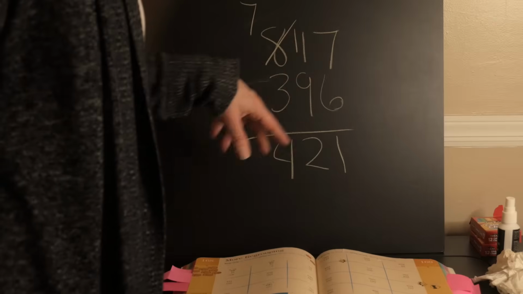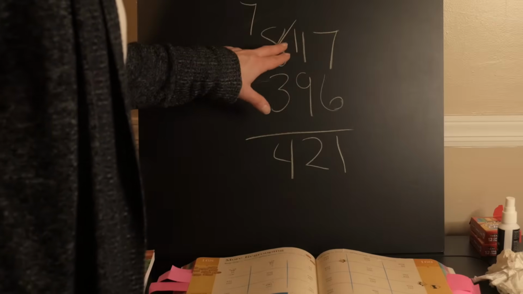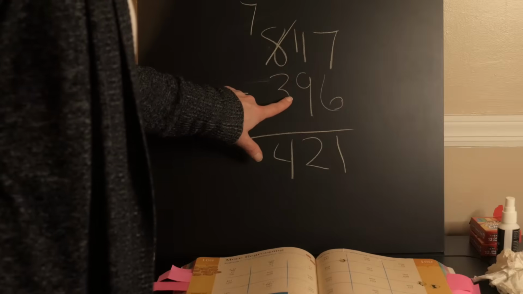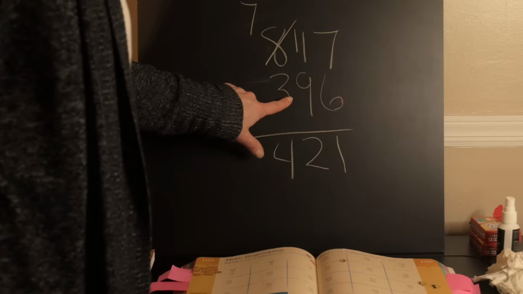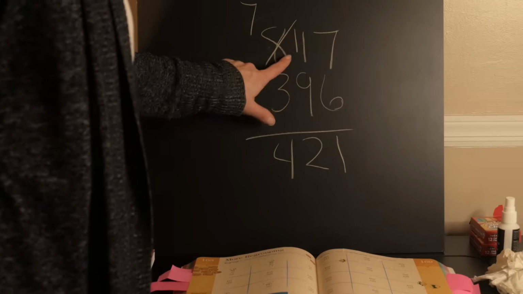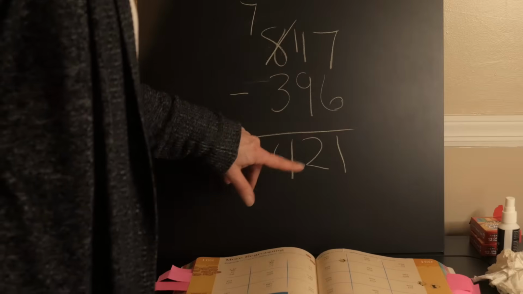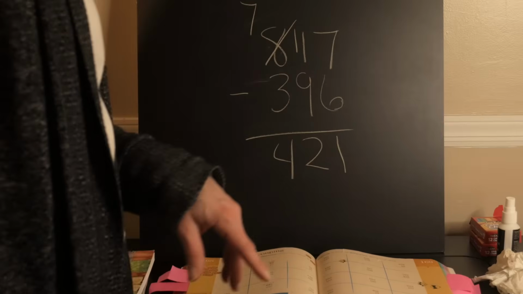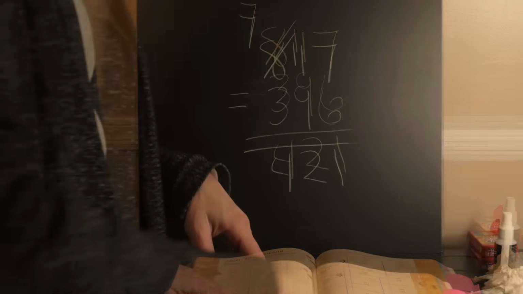800, if we estimate that, would be about an 800 minus, what would we estimate 396 to? 400. So 800 minus 400 is roughly 400. So our answer makes sense. Okay? All right.